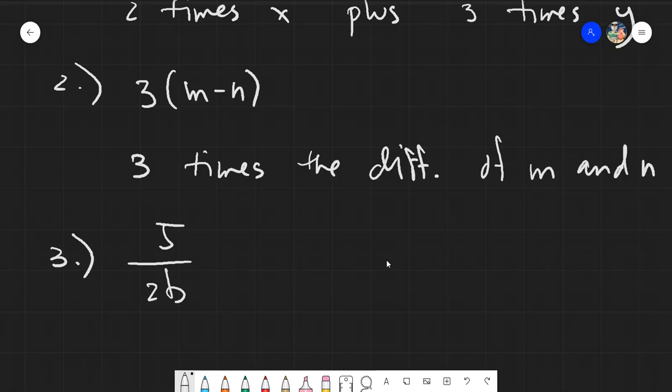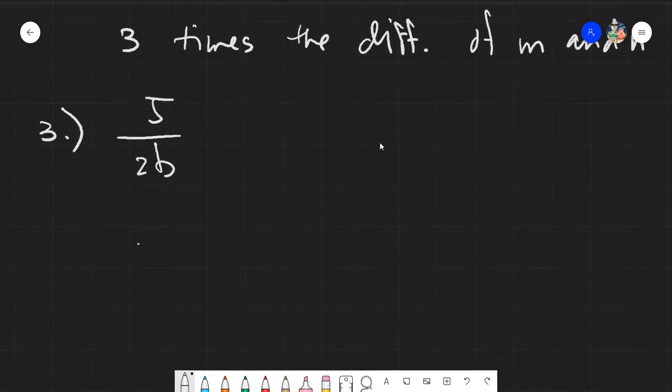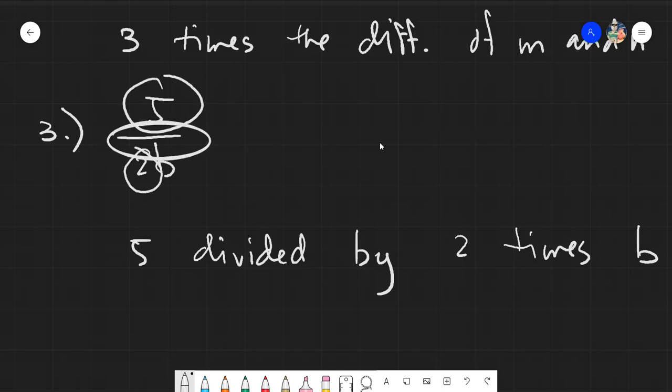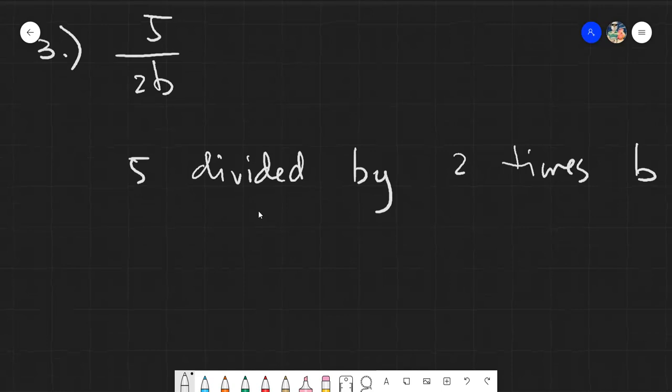Okay, say we have this one. So this one is 5 divided by 2 times p. 5 divided by 2. Since they are together, with no operation, it is 2 times p. You write them as how you read them or hear them. And last example. Again, do not overcomplicate your given. It would be a waste of time.